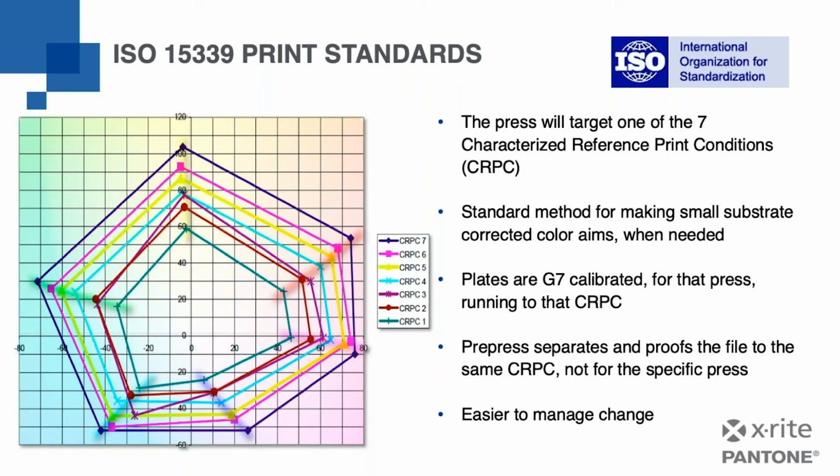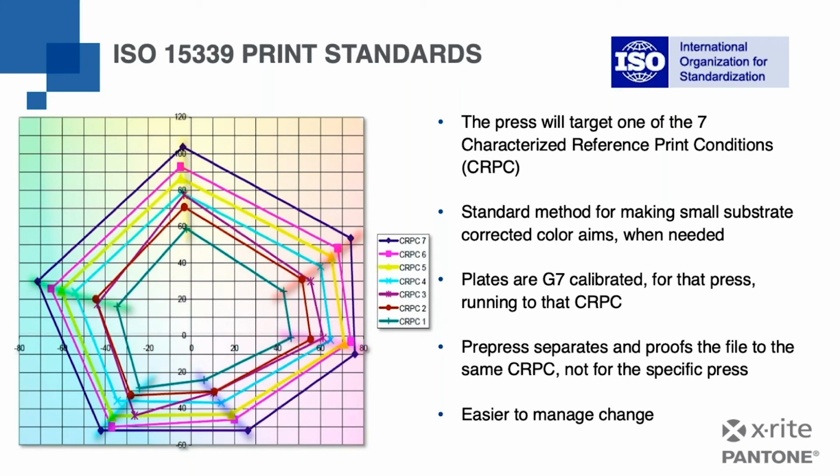The press will run to one of the 7 characterized reference print conditions, or CRPCs. There's a standard method for making small adjustments to the target values relative to the actual paper or substrate that you're running. The plates are then G7 calibrated for that press running to that CRPC. Prepress can now use that same CRPC for their separations and proofs.